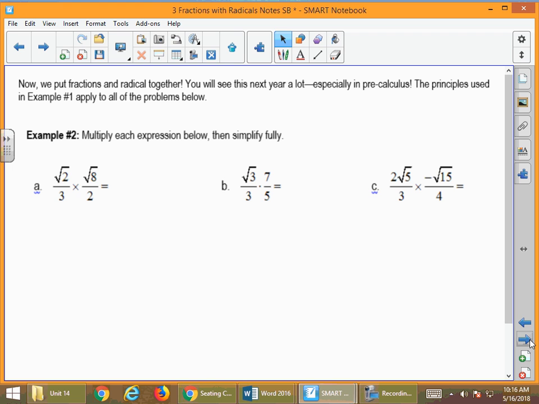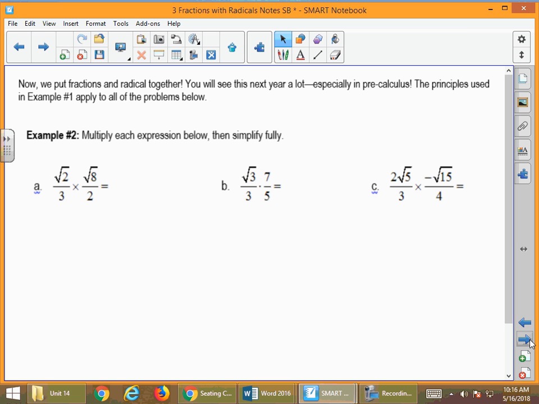Now, we're going to put the fractions and the radicals together. You'll see this a lot if you take pre-calculus next year. And the principles using example 1 apply to all problems below. And the thing is, in pre-calculus, we can give you a calculator for problems like A, B, and C, but it doesn't help. You have to know the fundamentals of the fractions and the radicals to be able to do the problem. Hence what we've been doing for the last couple days.